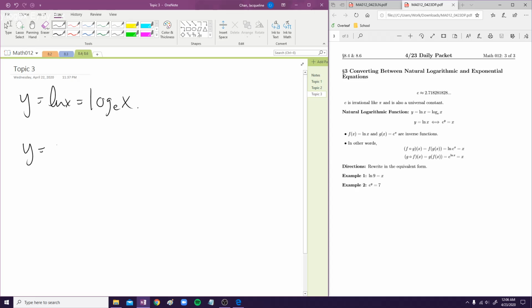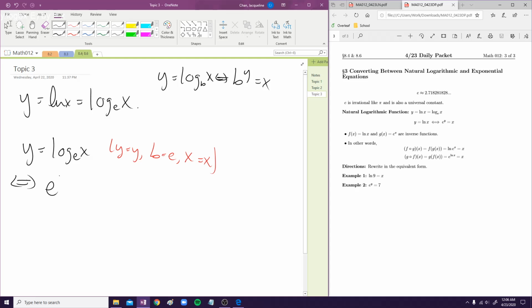So if I have y equals log base e of x, and we know that y equals log base b of x is equivalent to b to the y equals x. Okay, so over here, in a different color, y is still y, our b is e, and x is just x. So what is this equivalent to? This is equivalent to e to the y equals x.